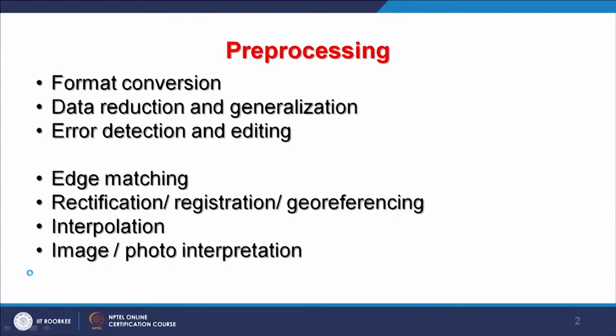As you know, format conversion, data reduction, generalization, error detection, these we have all discussed. Now, in this discussion I would like to talk about merging. Merging has a little different meanings, but in order to separate it, one is edge matching, where adjacent data sets are merged or matched, whereas merging can also be merging two different data sets belonging to the same geographic system and then creating a new product.